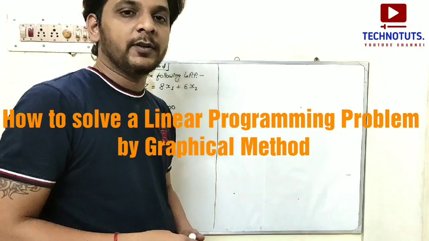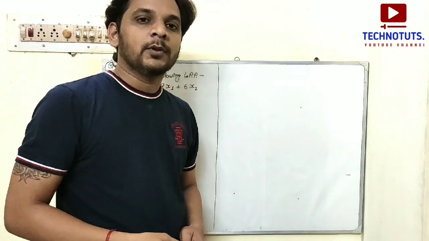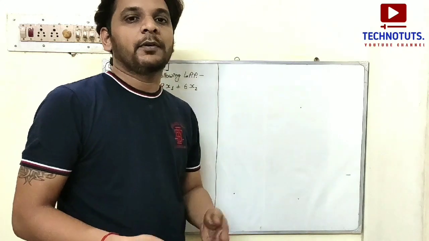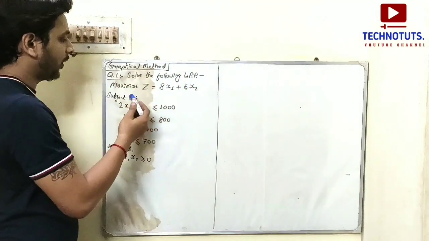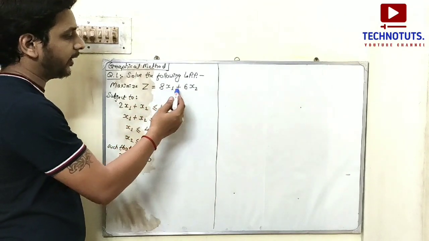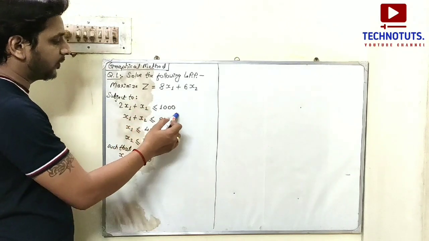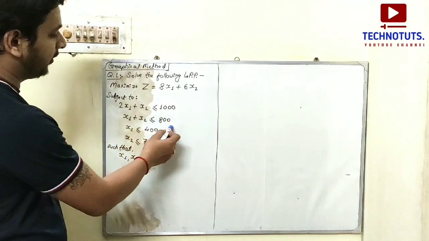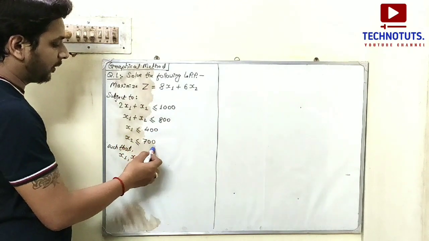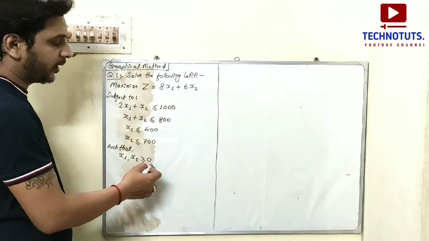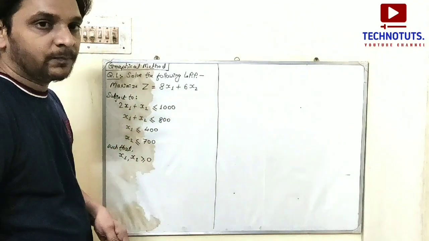Our topic for this video is problems based on graphical methods. Let us see how we can solve this problem by the graphical method. Solve the following linear programming problem. Maximize z = 8x1 + 6x2 subject to 2x1 + x2 ≤ 1000, x1 + x2 ≤ 800, x1 ≤ 400, x2 ≤ 700, such that x1 and x2 are greater than or equal to 0. This is the given question.